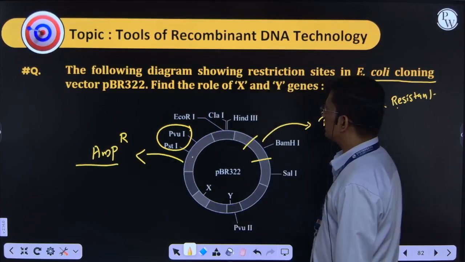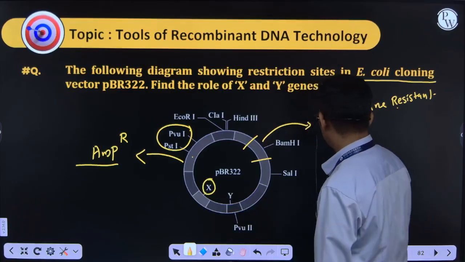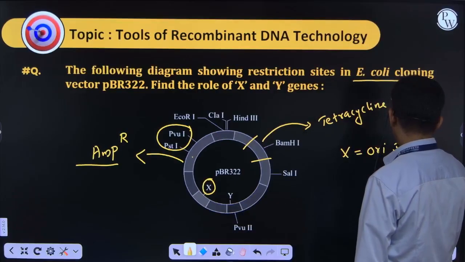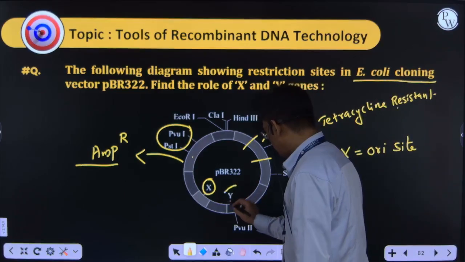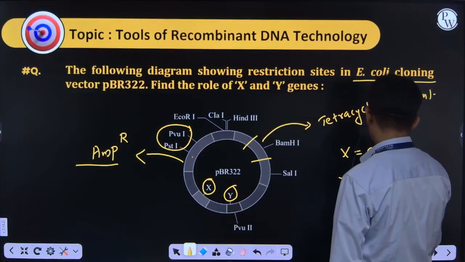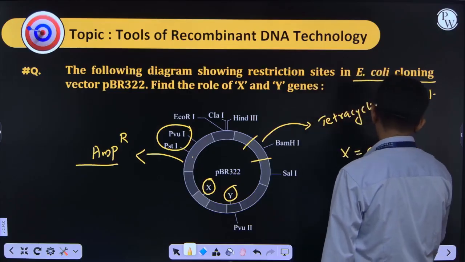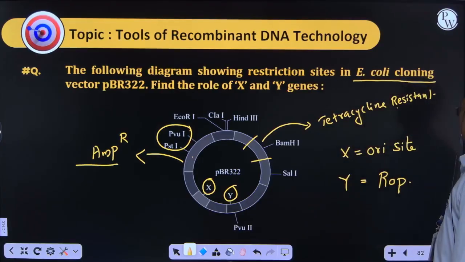So the question is regarding X and Y. X is the ORI site, origin of replication. This is required for the replication process. Then Y is mentioned here. What is Y here? Y is the rop protein. This protein is required for replication of the plasmid.